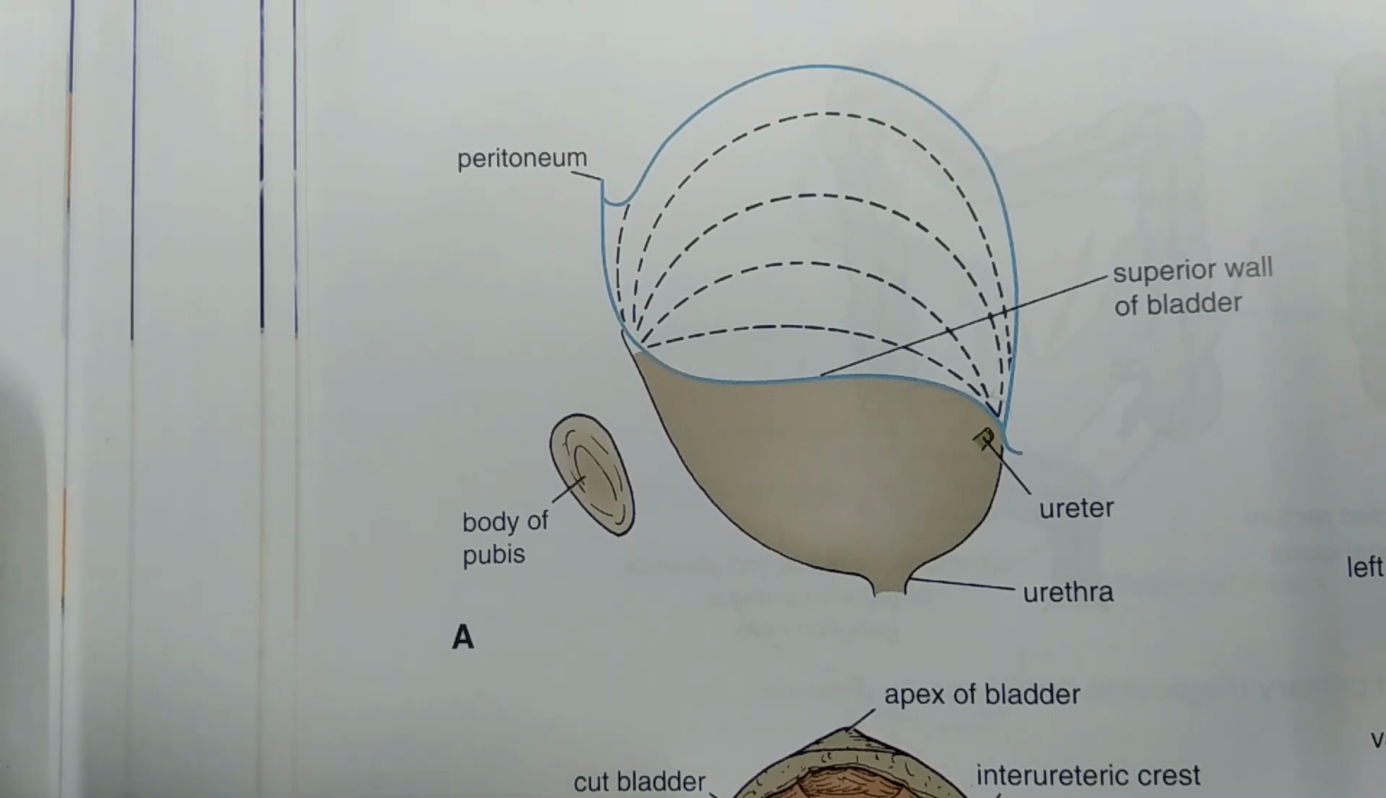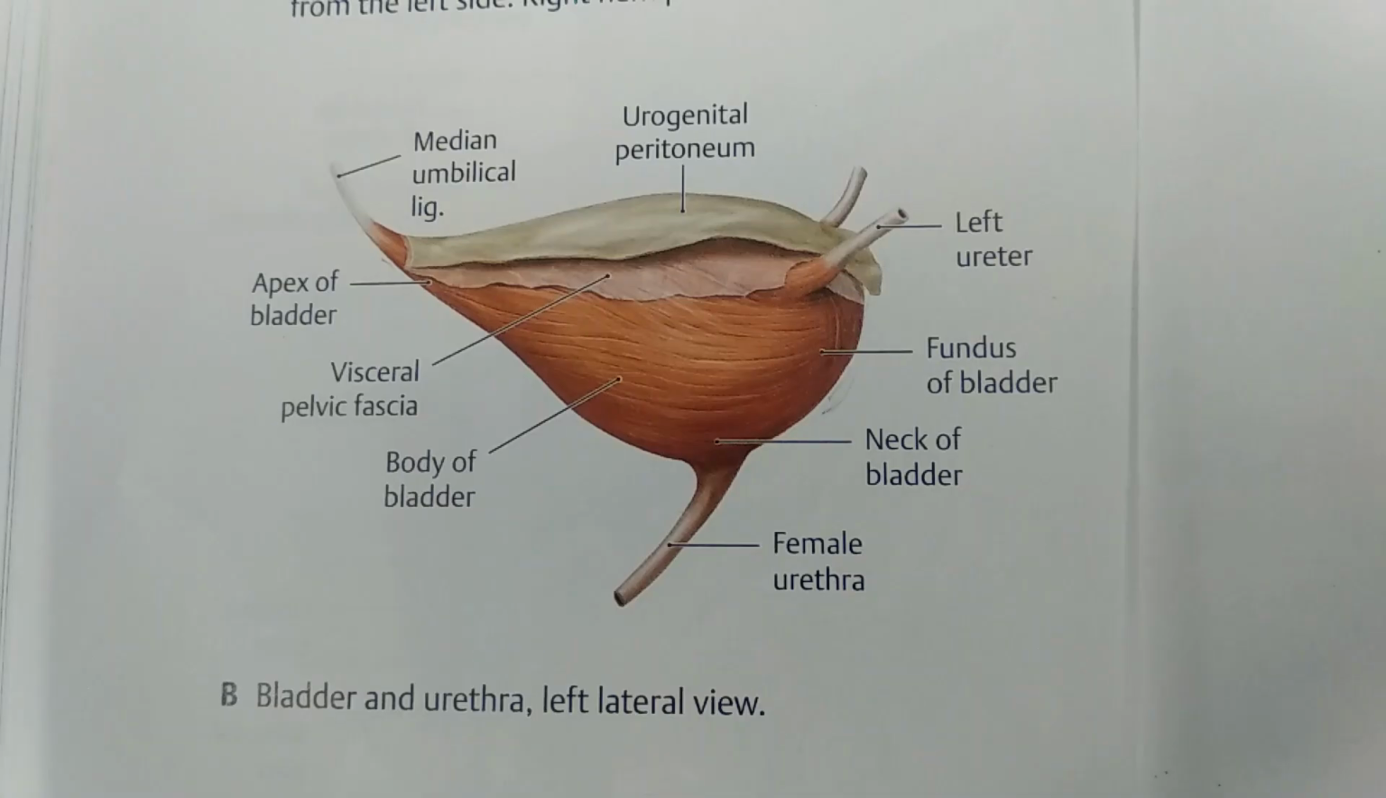In adults, the maximum capacity of the urinary bladder is about 500 ml. It can store about 500 ml of urine at once. Now, let's see this picture. This is showing the proper bladder, the entry points of the two ureters, and the urethra.